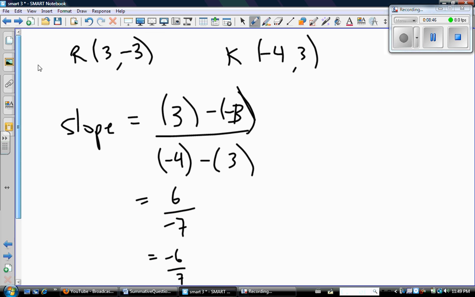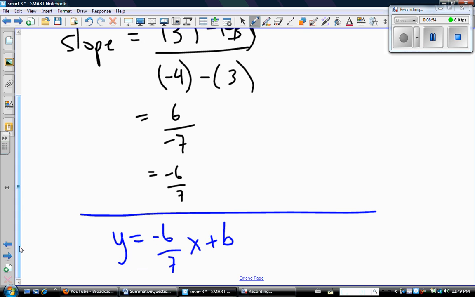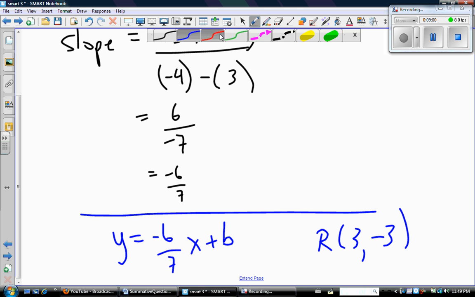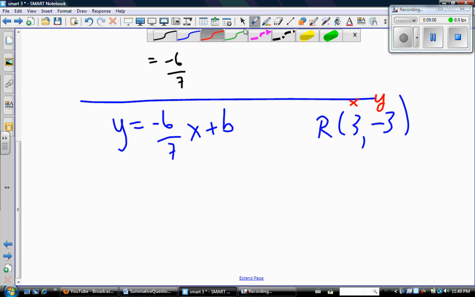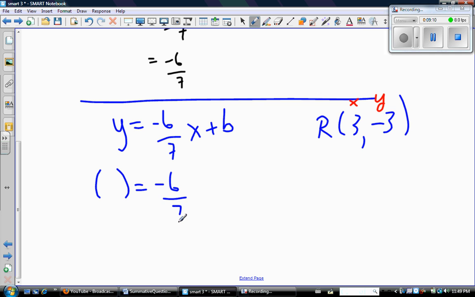Now, are either of the points that I know y-intercepts? Nope, because neither of them have a 0 here. So I'm going to take one of my points. I'll take R. So here's R. It's the point 3, -3. And again, when you have a point, you have an x value and a y value that you can use in the equation. And that's exactly what we do. We do a substitution for x and y, and that will allow us to solve for the unknown b.